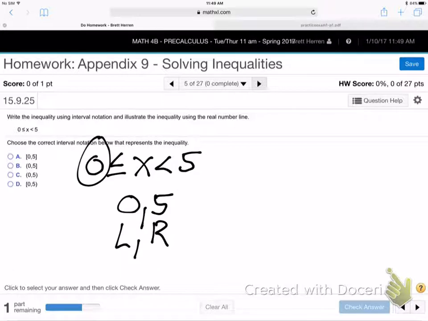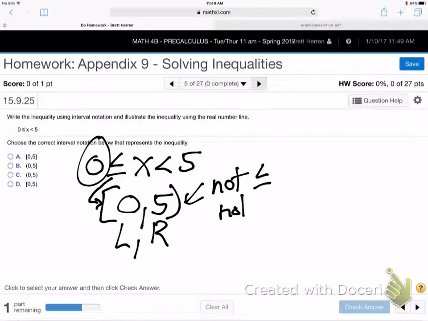Bracket. Yeah. Because of the equals bar, we're going to have a bracket because of that bar, and a parenthesis here because that has not less than or equal to. It's not right on the 5, is it? It's not right on 5. Pen's kind of slow.